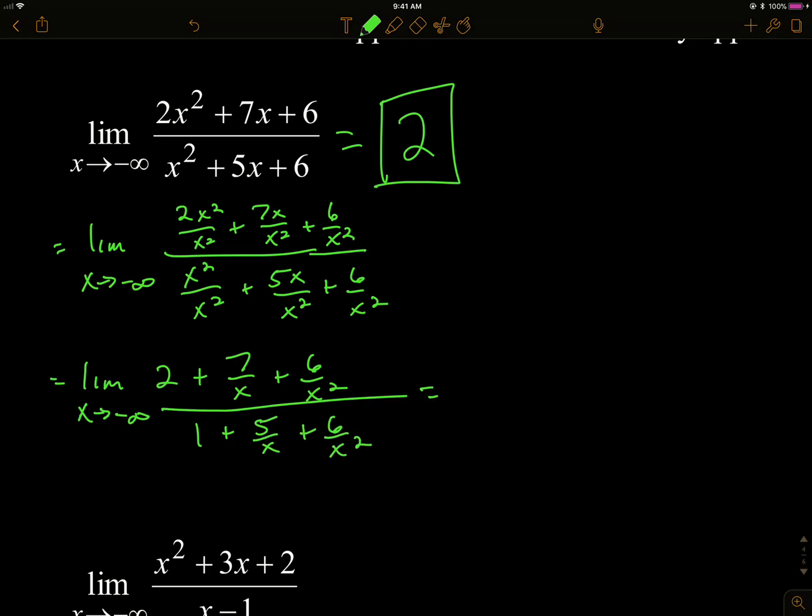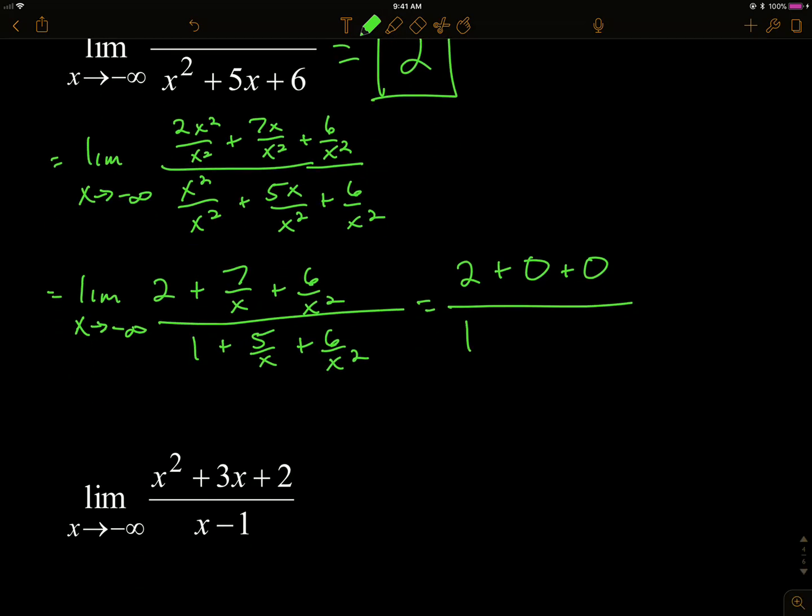And then I can do a direct substitution of negative infinity. So I get 2 plus 7 over negative infinity, which still goes to 0. It's approaching 0 from the bottom, so it's really small negative numbers, but it's going to 0. Plus 6 over a really large negative number, that goes to 0. It goes back to what we said on that first or second page there. 1 plus 5 over negative infinity goes to 0. 6 over negative infinity squared goes to 0. So we end up getting 2 over 1, which is 2, confirming our analysis from the horizontal asymptote.